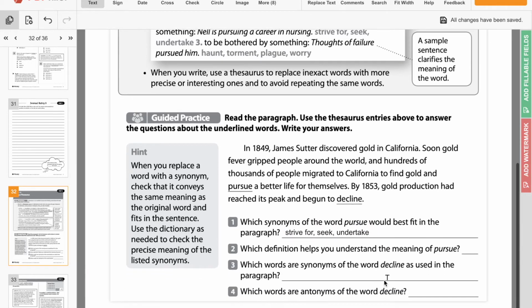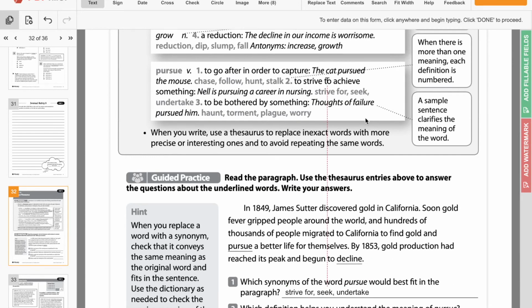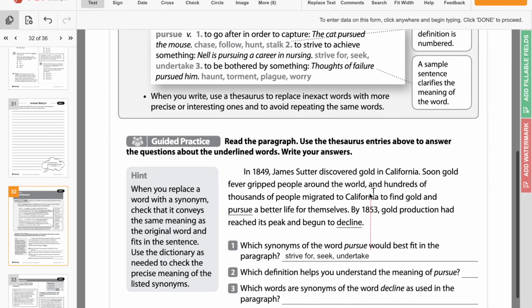So the next question says, which definition helps you understand the meaning of pursue? So it says they were going to pursue a better life for themselves. Well, we already said that the definition that fits best is number 2. So you can write DEF, definition 2, because we already figured that out. Which words are synonyms of the word decline as used in the paragraph?